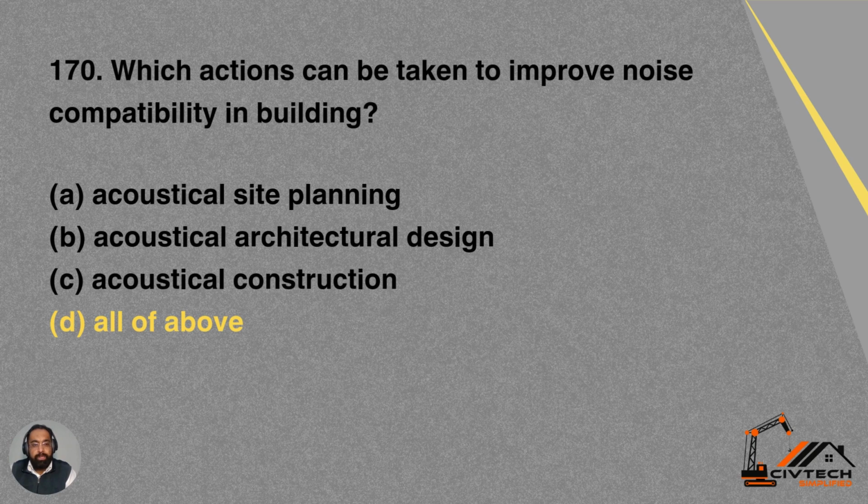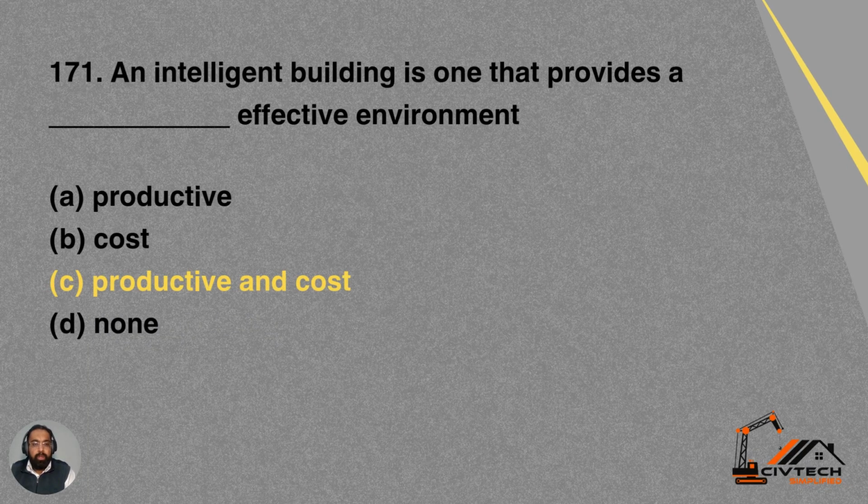170. Which actions can be taken to improve noise compatibility in building? Option A, acoustical site planning. Option B, acoustical architectural design. Option C, acoustical construction. Option D, all of the above. So yes, all these factors are considered to make a comfortable building with respect to noise control. Acoustical site planning, acoustical and architectural designing, and acoustical construction at the end. So all these factors join and make a building noise proof and comfortable.